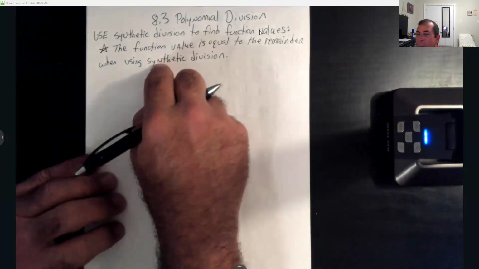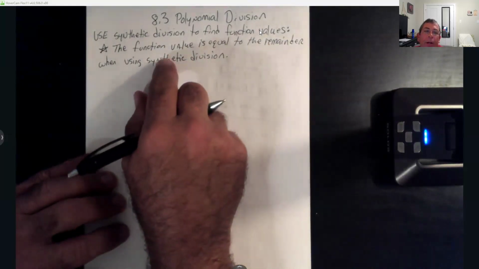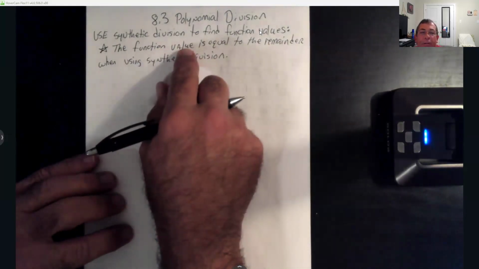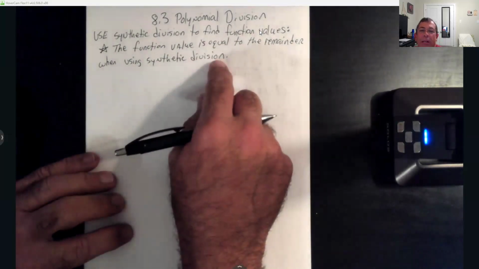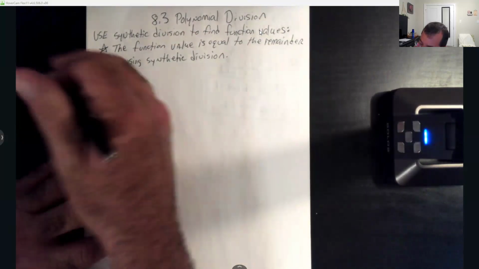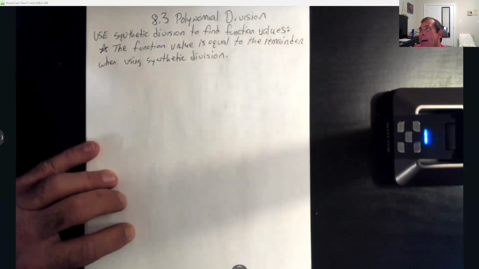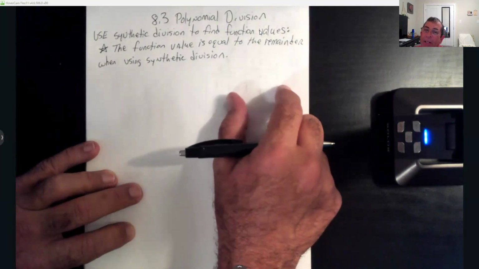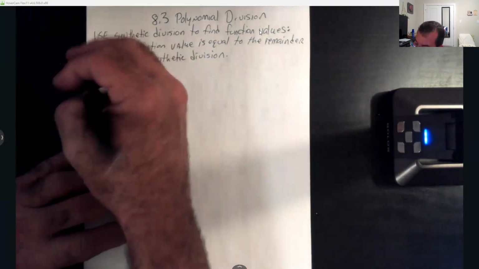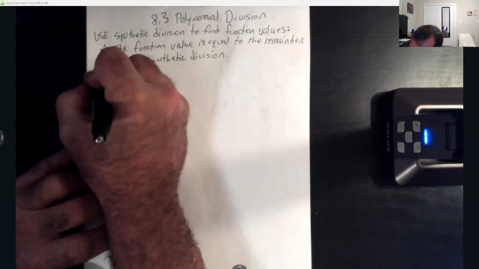Okay, and that's what we call the remainder theorem, is that the function value is equal to the remainder when using synthetic division. So I'm going to do one by hand that we should figure out, and then we're going to see that synthetic division gives me the same answer, okay? So here's the old way.